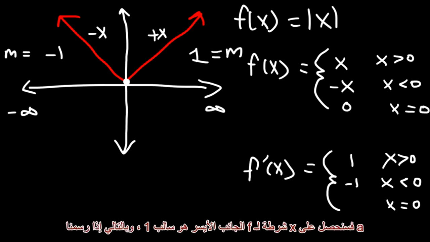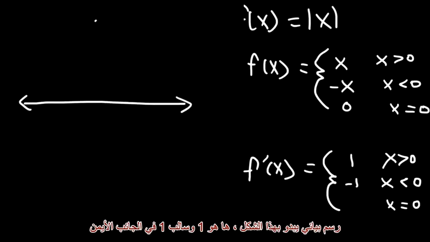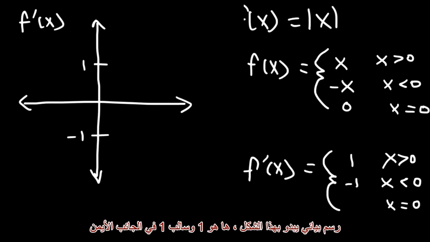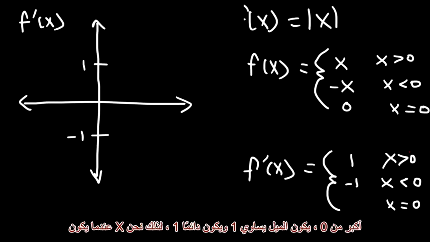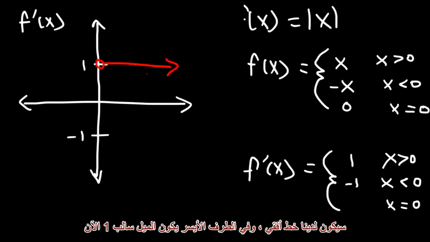And so if we plot f prime of x, we're going to get a graph that looks like this. So here's 1 and negative 1. So on the right side, where x is greater than 0, the slope is going to be 1, and it's always 1, so we're going to have a horizontal line. And for the left side, the slope is negative 1.